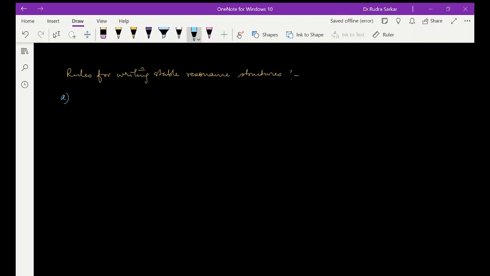Today we will learn rules for writing stable resonating structures. So in the first one, we will understand how the charges move. So we will say that negative charge, or if there is a lone pair, that will move towards a pi bond. And if there is a pi bond already, that will move towards a positive charge.